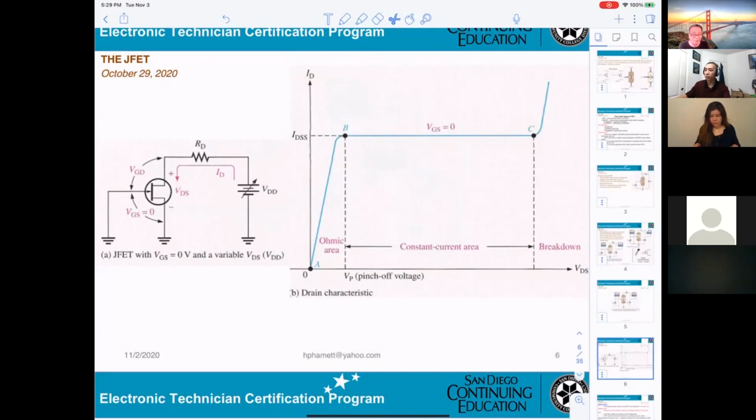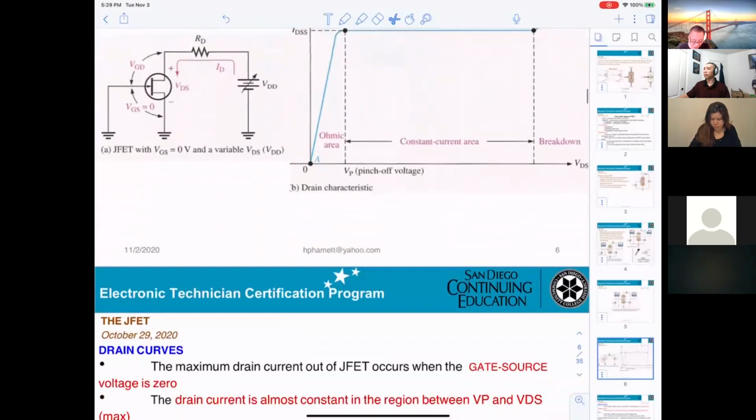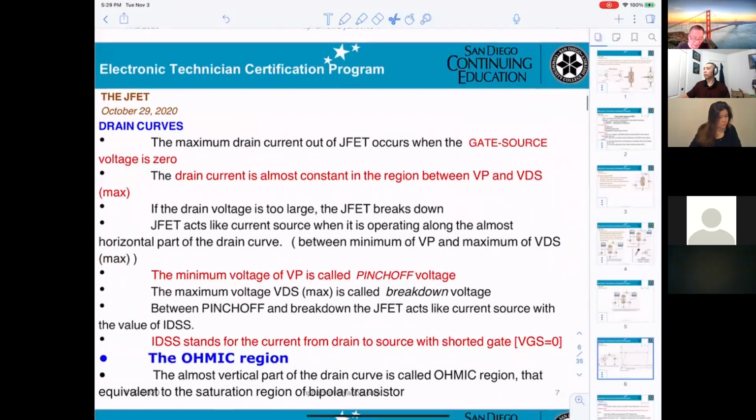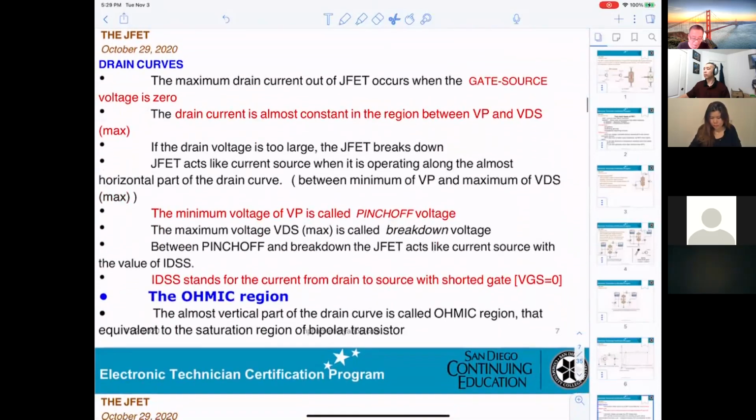The relation between VGS off and the VP: they equal in value. However, they must be opposite in sign. This is a summary of everything you need. Try to read over it again and again.